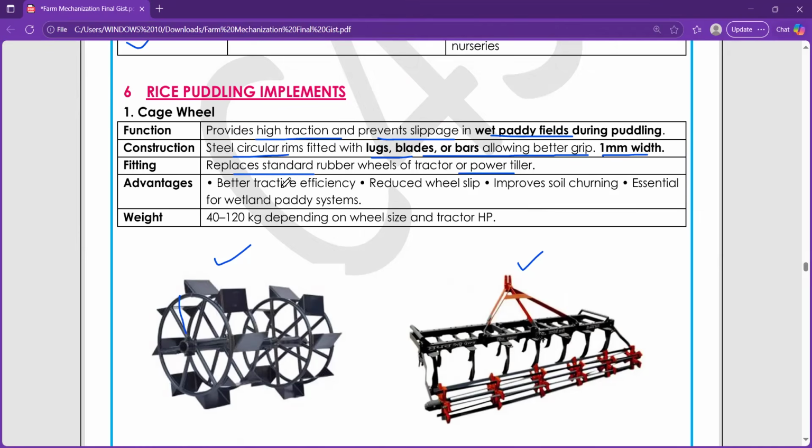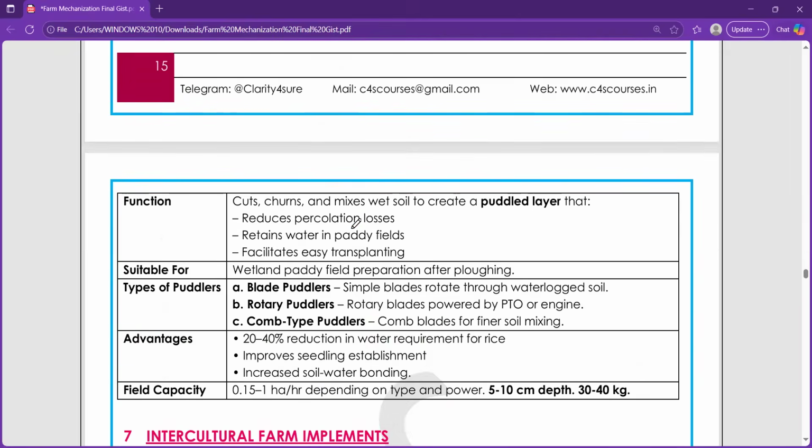The advantages are better tractive efficiency, reduced wheel slip, improved soil churning process, and it is essential for wetland paddy areas. Okay, the weight is not important for the cage wheel. The weight is important for the rice puddler. So let's see about the puddler. The function is simple. It churns and mixes the wet soil, reduces the percolation losses, retains water in the paddy field, and facilitates easy transplanting.